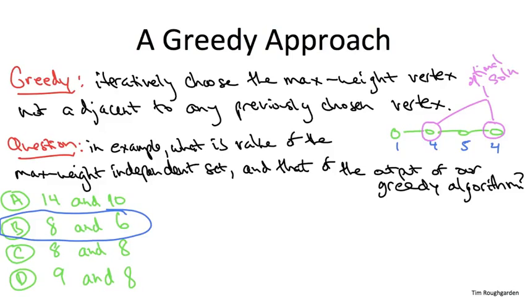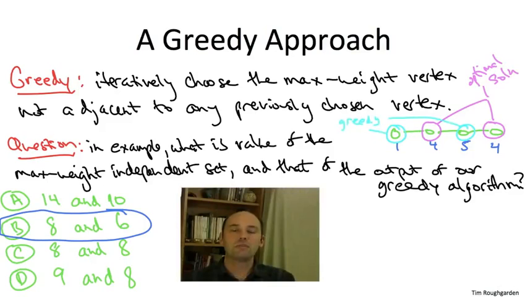So what would the greedy algorithm do? Well, it begins by picking the max weight vertex overall. So that would be this vertex with weight 5. That unfortunately blocks the algorithm from picking either of the two vertices that has weight 4. The only remaining option that preserves feasibility is to pick the vertex of weight 1. So that gives us an independent set of weight 6. So this greedy algorithm is not correct.